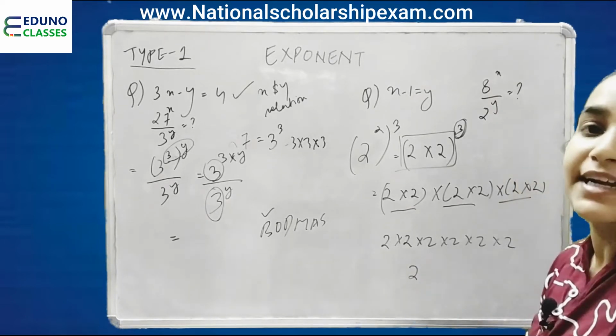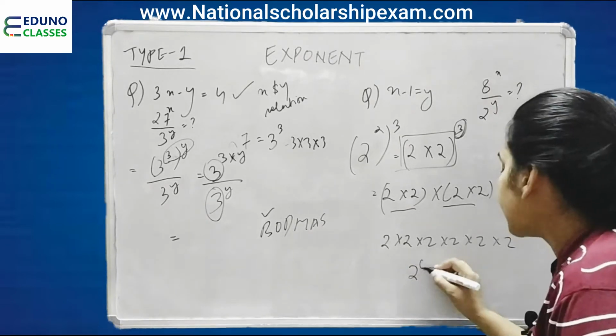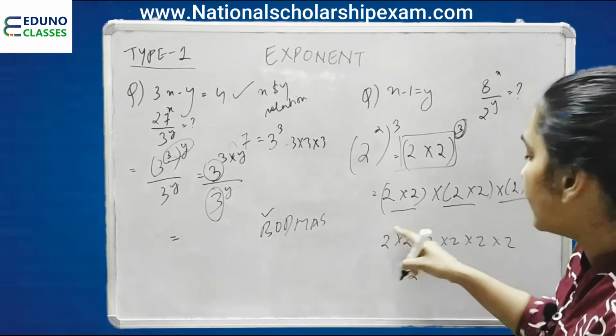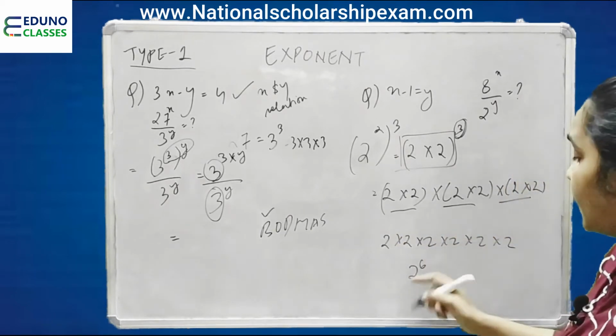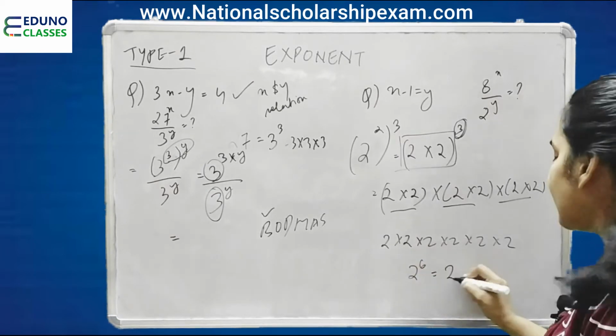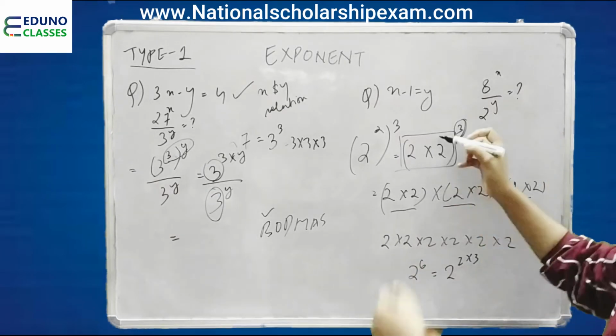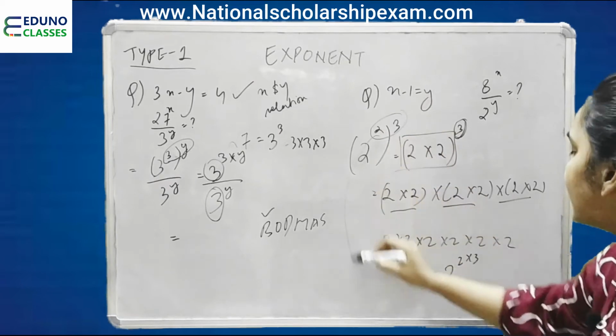Now we can simply write it as 2 to the power 6, because how many times do we have 2 here? 1, 2, 3, 4, 5, 6. What is 6? 6 is 2 into 3. So ultimately we are doing this now.